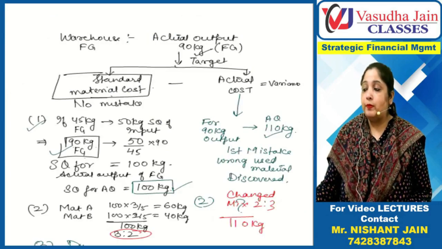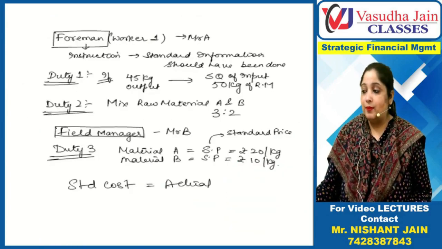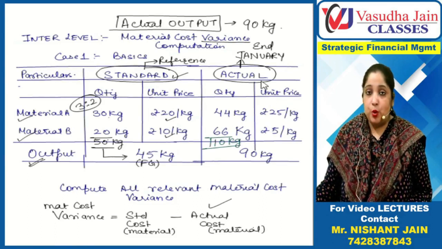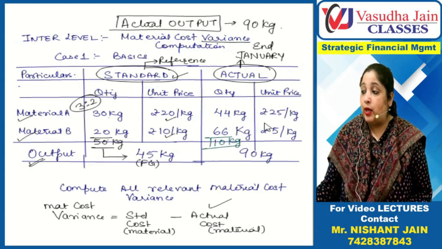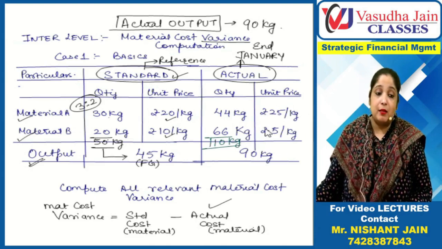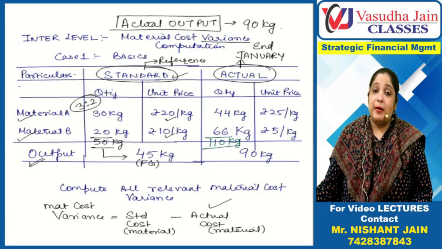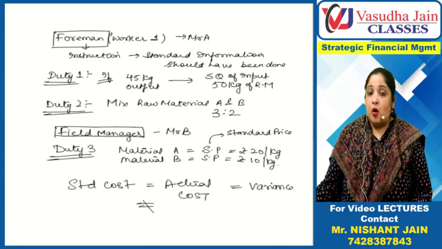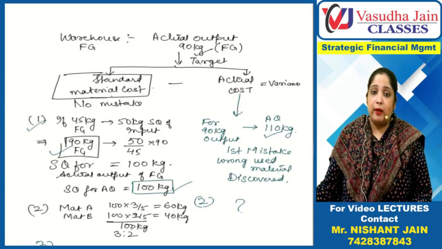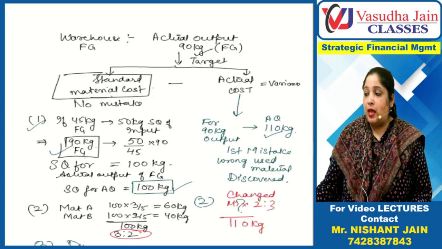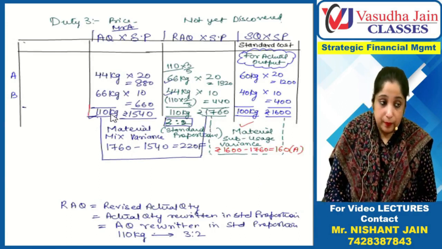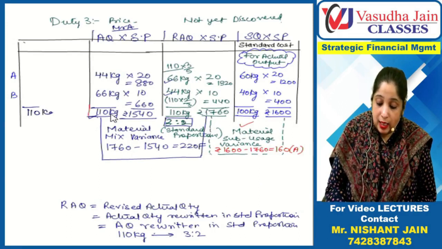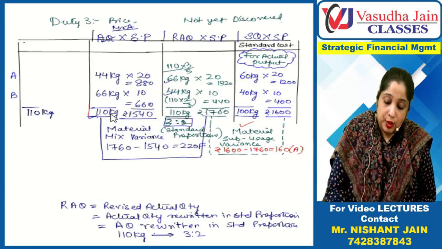Going back to the question, in actual, the field manager bought material A for 25 and material B for 5 rupees. So that means prices have also changed. I told Mr. B to bring whatever quantity Mr. A will ask, and Mr. A will ask what he has used. So Mr. A has used 110 kg, this is actual quantity, right? And he has used 44 kg and 66 kg.